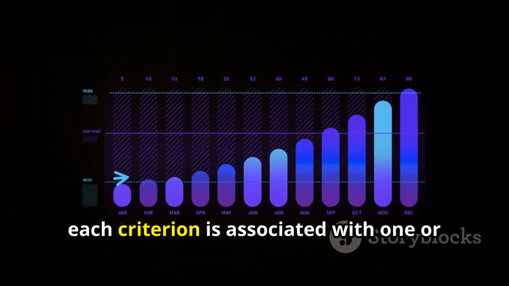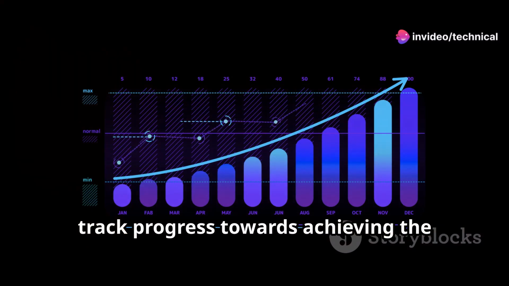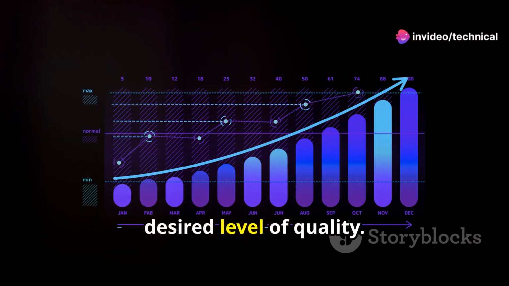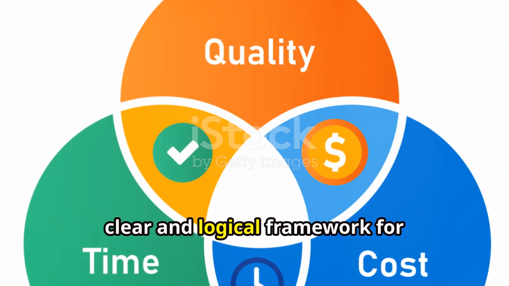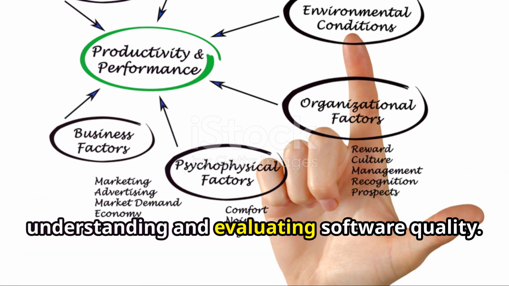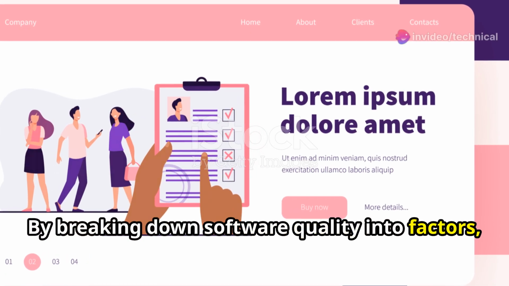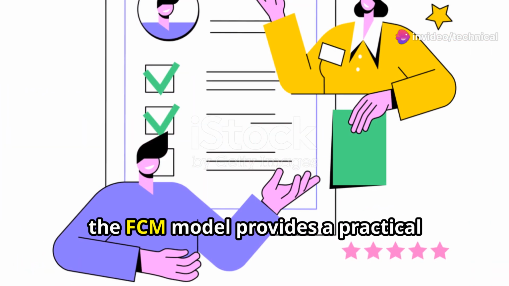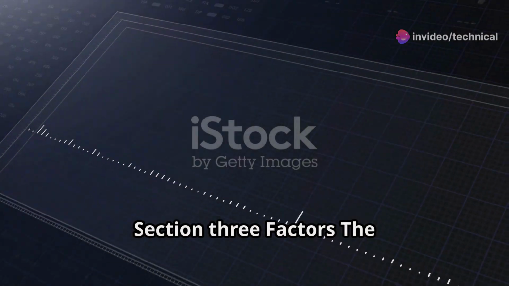Finally, each criterion is associated with one or more metrics that allow us to measure and track progress towards achieving the desired level of quality. This hierarchical structure provides a clear and logical framework for understanding and evaluating software quality. By breaking down software quality into factors, criteria, and metrics, the FCM model provides a practical roadmap for achieving software excellence.